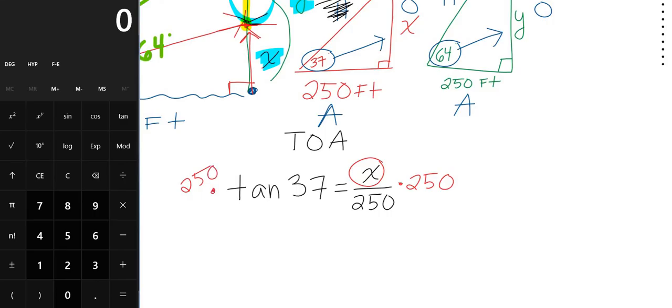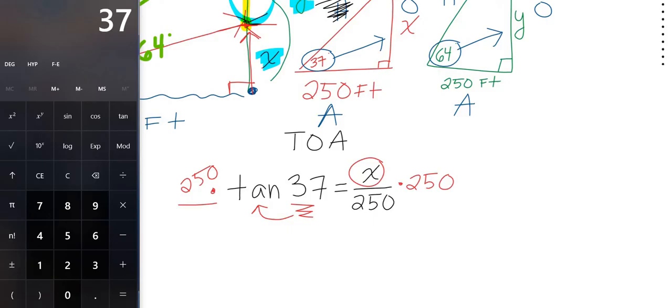This is all calculator work now. When you do this in the calculator, you have to be very careful because the one that you get in your hand is different than the one that you're going to see on the screen on the EOC. The way that we type this in is we always type the angle before we hit sine, cosine, or tangent. So I'm going to do 37, then I'm going to hit tan, and then I'm going to multiply it by 250. So watch what I do in the calculator.